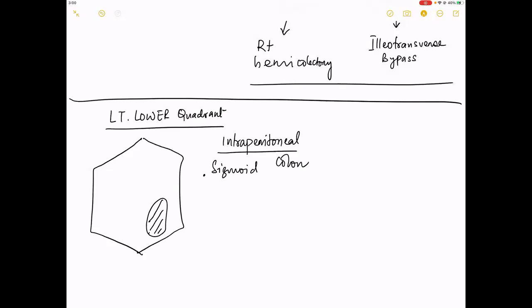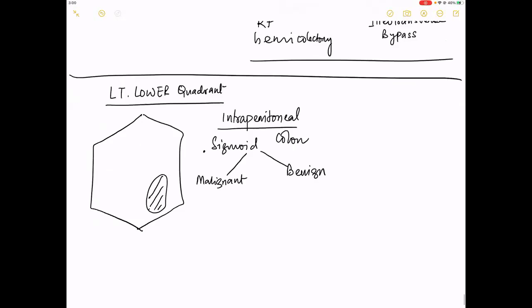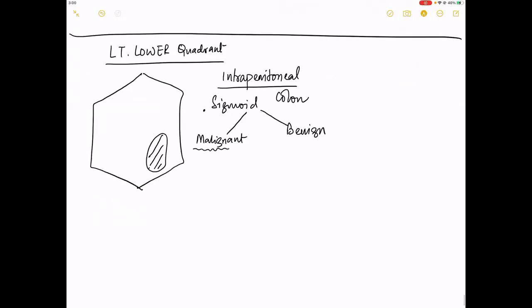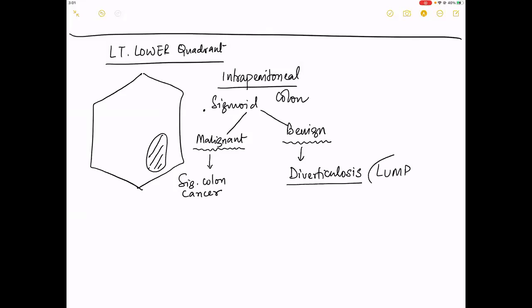And if it is a sigmoid colon, the pathologies can be malignant or benign. Can you tell me a malignant cause of a lump in this region? Sir, sigmoid colon cancer. Whereas if it is a benign lump, can you tell me a cause of a benign sigmoid colon problem? Not volvulus, usually. Polyps are not palpable, sir. The only disease that is palpable, that makes a lump, is this. Polyps are never palpable. Polyps are inside the lumen. Okay. So the intraperitoneal cause is sigmoid colon, malignant and benign.